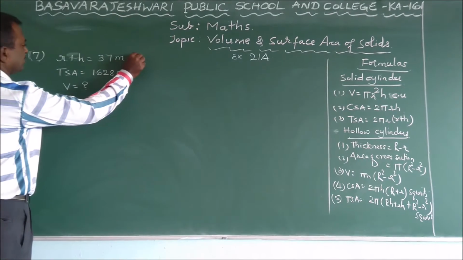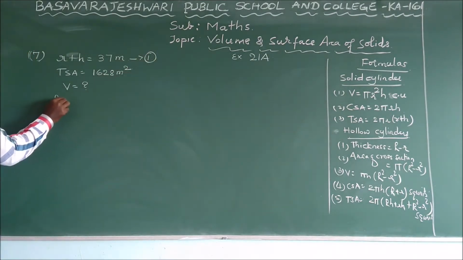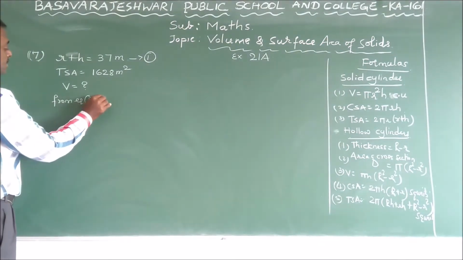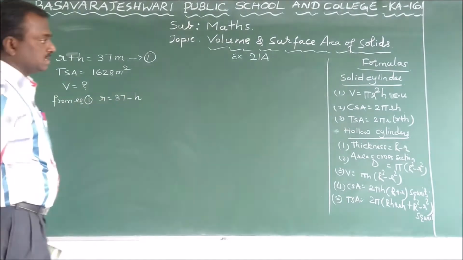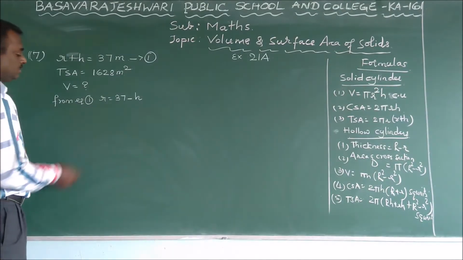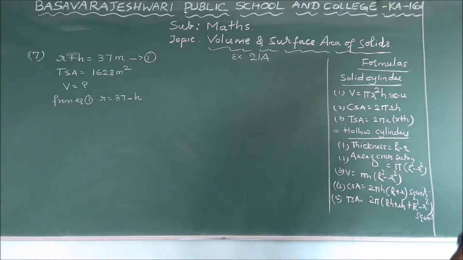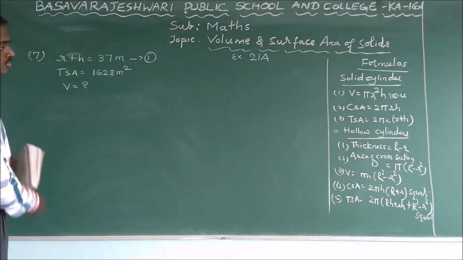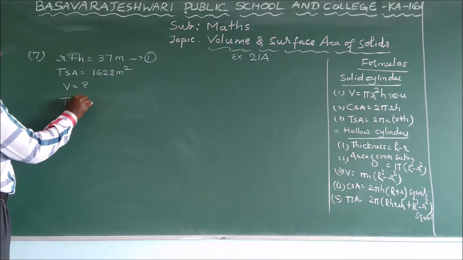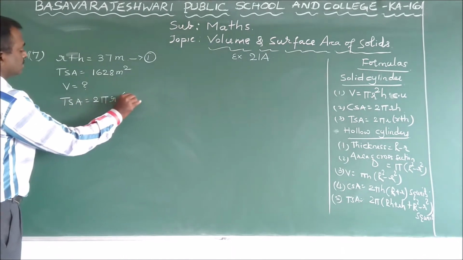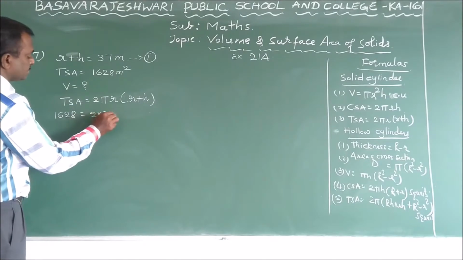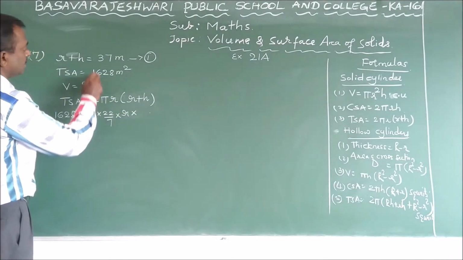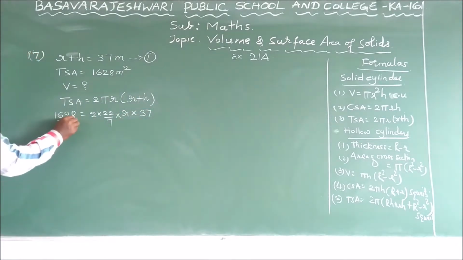So, equation number 1: R plus H is equal to 37. From equation 1, we can take R is equal to 37 minus H. We know the total surface area formula: total surface area is equal to 2 pi R into (R plus H). We can use the first equation for R plus H. So 1628 is equal to 2 into 22 by 7 into R into (R plus H), which is 37.